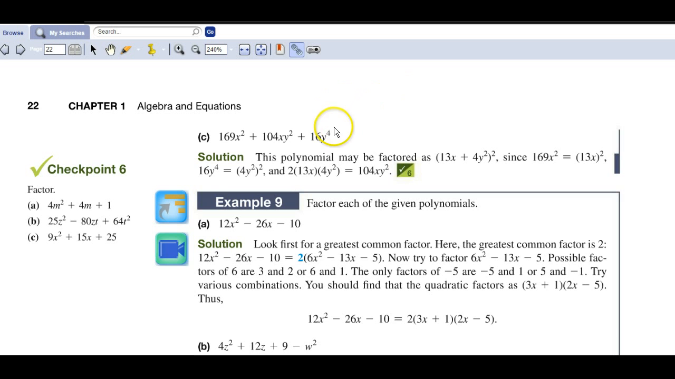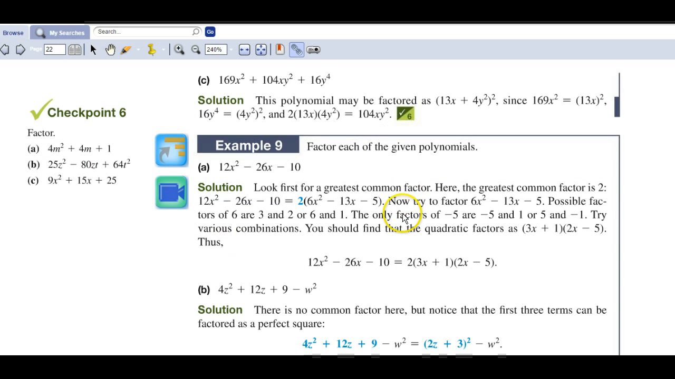Now, for something like this, notice, is that a perfect square? Yes, this is 13, and this is 4, and that's a perfect square. So this can be factored. And it is a perfect square trinomial.